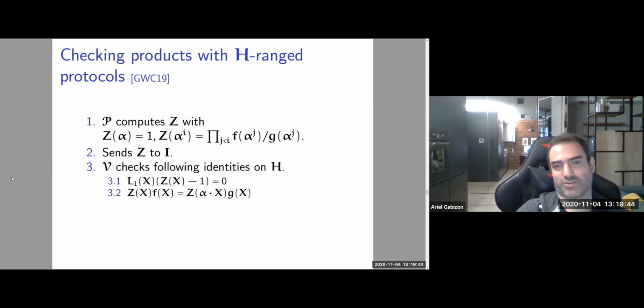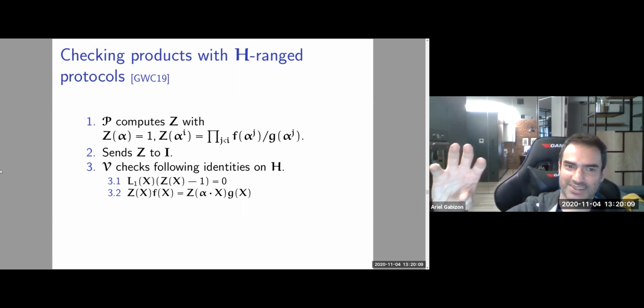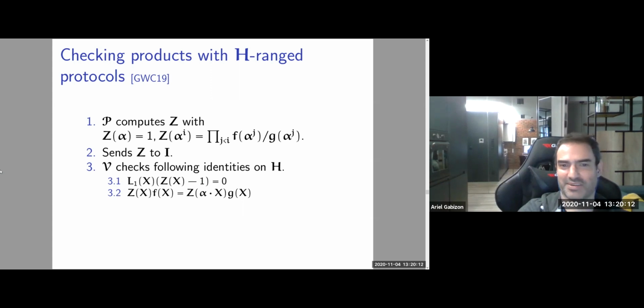So these two checks are showing us that z starts at 1. At every point, it's accumulating another value of f over g. And since the group wraps, it also shows us that after it accumulates the last value of f over g, it ends at 1. Or in other words, the product of f's values on h is equal to the product of g's values on h.